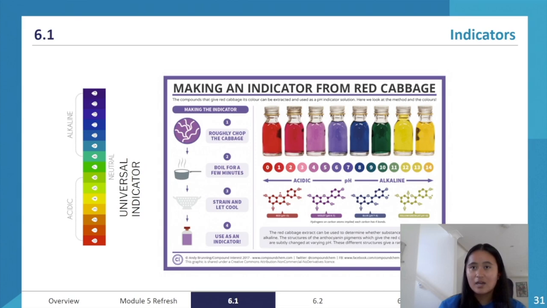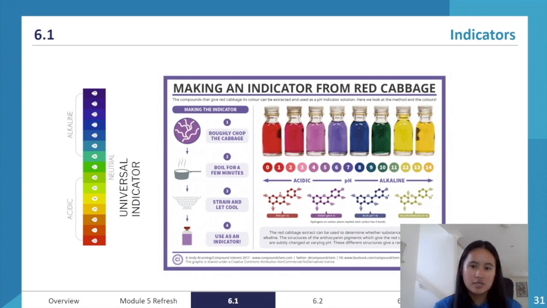You can make an indicator from red cabbage. It's a really fun prac. We did it in class. You chop cabbage, you boil it, and then you cool it, and then it's an indicator. How does this work? You can read there. I don't really know exactly how it works, but I know the colors.